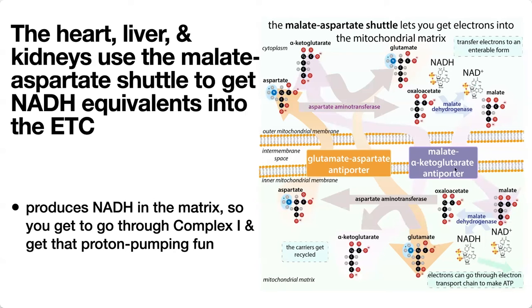This malate then can enter the mitochondrial matrix where it can be converted back into oxaloacetate. And in the process, we're taking the electrons off of malate and putting them back on NAD+ to give us NADH. This NADH can then enter complex 1, go through the electron transport chain, and be used to make ATP. But if we want to keep doing this, we're going to have to regenerate this oxaloacetate.